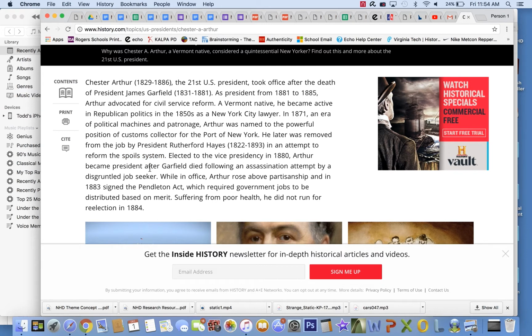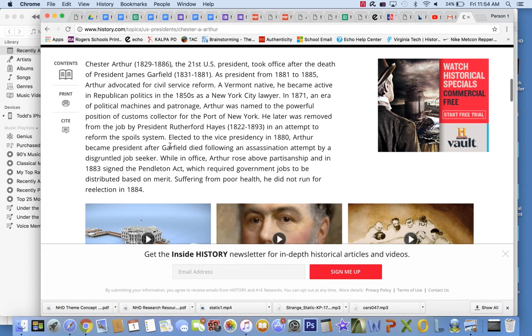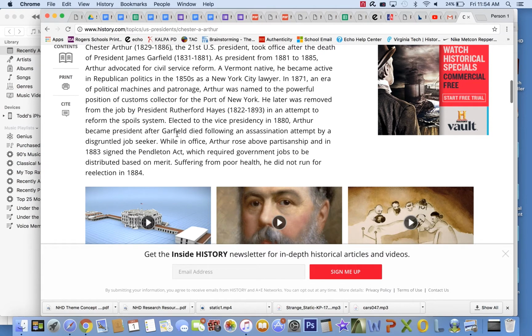Elected to the vice presidency in 1880, Arthur became president after Garfield died following an assassination attempt by a disgruntled job seeker, someone who wanted him to give him a job. While in office, Arthur rose above partisanship and in 1883 signed the Pendleton Act, which required government jobs to be distributed based on merit. Suffering from poor health, he did not run for re-election in 1884.